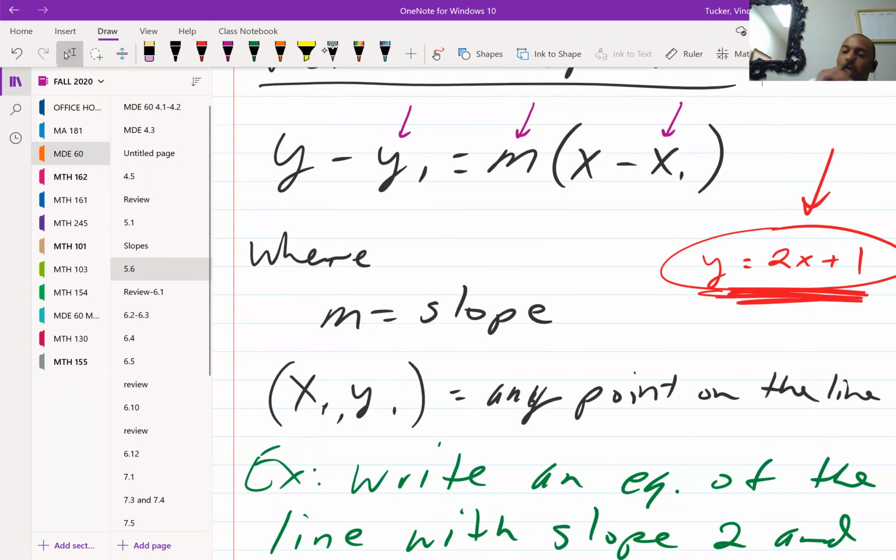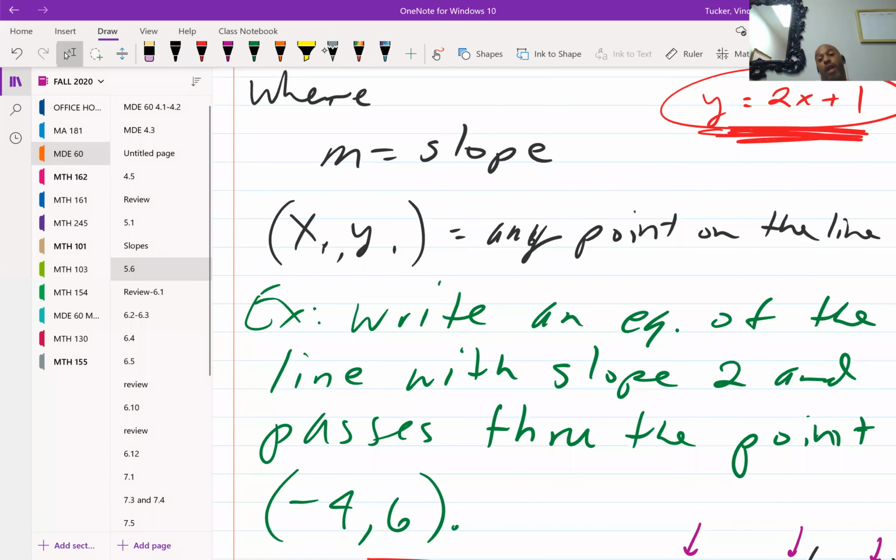So before, if you had the slope and the y-intercept, then you could create your equation. This time, if you have the slope and any point on your line, you can create your equation. So really, if you want to use your y-intercept here, you could. So it asks us to write an equation of the line with slope 2 and passes through the point -4, 6.